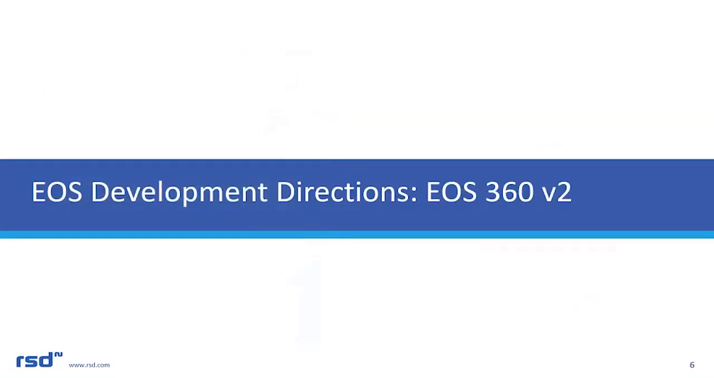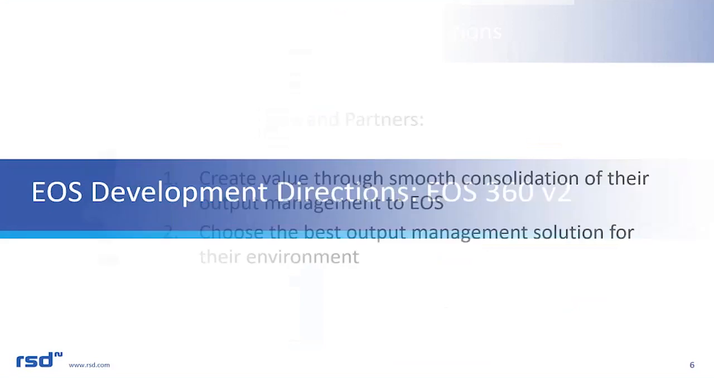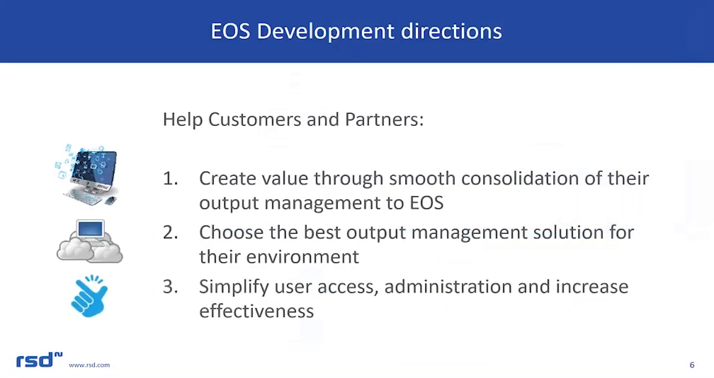Now might be a good time to submit any questions you have about EOS 360. We just went through an overview of 360 itself, and then we would like to move into the features of EOS 360 V2. Really would like to ask the question, what drives the RSD product development decision-making process? How do we make decisions about what will be included in the next versions?